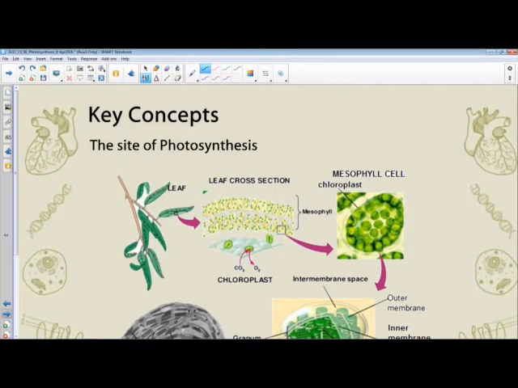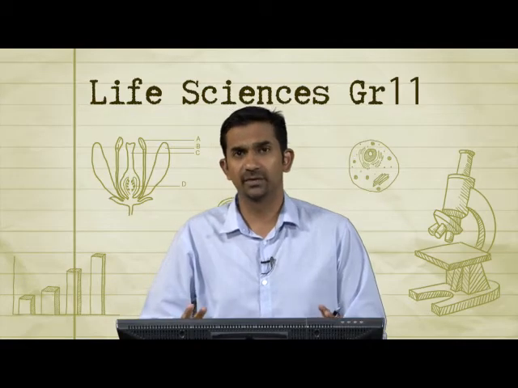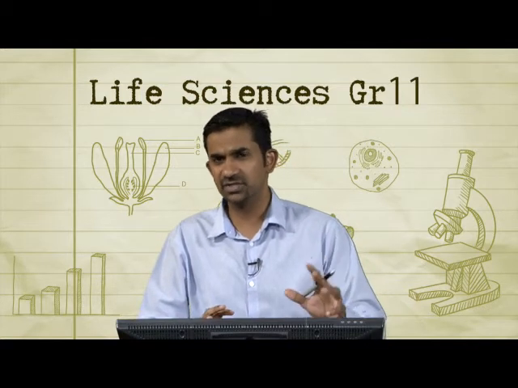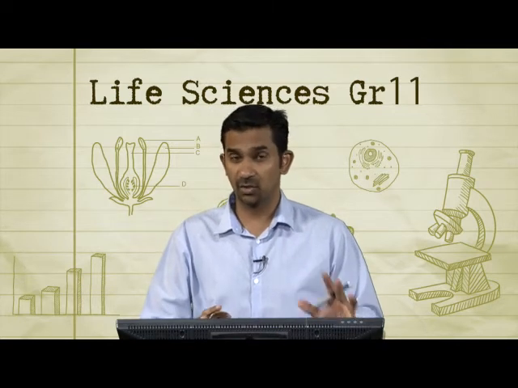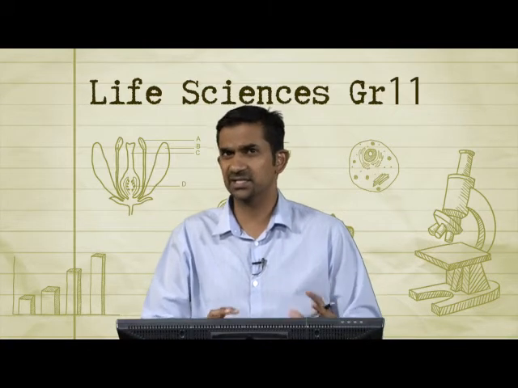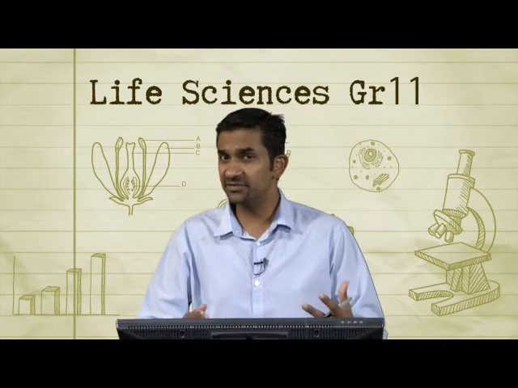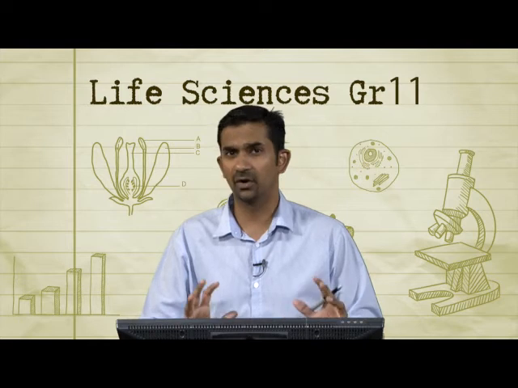Let's very quickly look at the site of photosynthesis. Where does photosynthesis occur? Guys, the leaf is an organ. When we looked at it in grade 10, we looked at cells, then tissues, and then we went on to organs. If you remember tissues, we discussed chloroplasts in the cell, and then we said that there were photosynthesizing tissues in the plant, which we called palisade mesophyll cells. These mesophyll cells are located in the leaf, and hence we regard the leaf as an organ of photosynthesis.